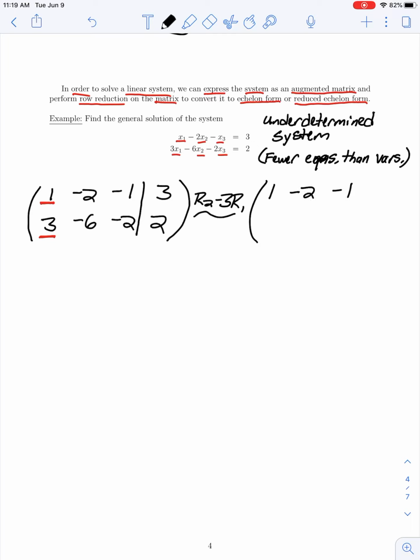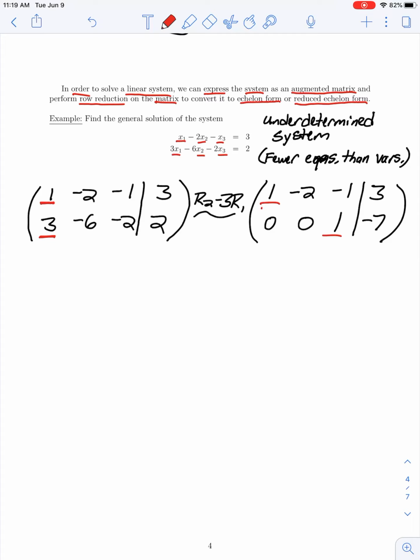I have 1, -2, -1, 3. And my second row, when I perform this operation, reduces to, let's see, we've got -3 plus 3 is 0, +6 minus 6 is 0, and then a +3 minus 2 leaves me with 1, and then performing the same operation on the right-hand side of our equation, we have a -9 plus 2 leaves me a -7. So I now have a 1 for both leading entries in this matrix.